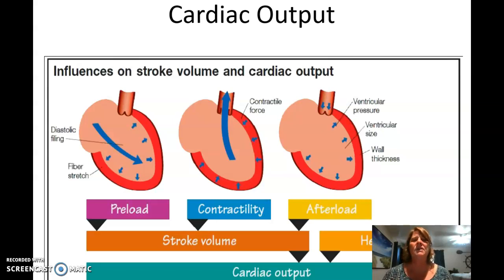And then afterload, I think of afterload as depending on ventricular size and the thickness of the wall, but it also depends on how much resistance the heart has to pump against. How much resistance does that heart have to pump against to get blood everywhere? So those three things are going to make our stroke volume, how much blood we pump out with each beat. Multiply that by our heart rate, and that's going to give us our cardiac output, how much blood we're putting out every minute.